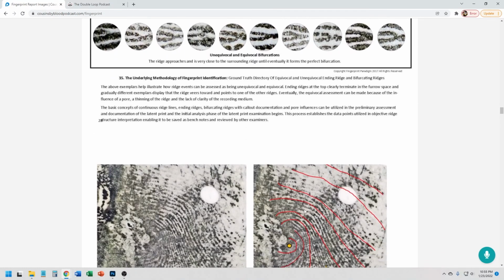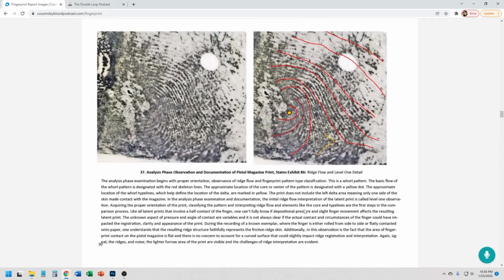Right. All right. So here is where we're finally getting into the image itself. Here's our latent, and this is the same kind of version that I saw initially. And here he's traced out the general ridge flow and marked out the location of a core and delta. Later on he does a better tracing job. This is just real general ridge flow, but I don't think it quite captures the waviness that we were talking about in this area.